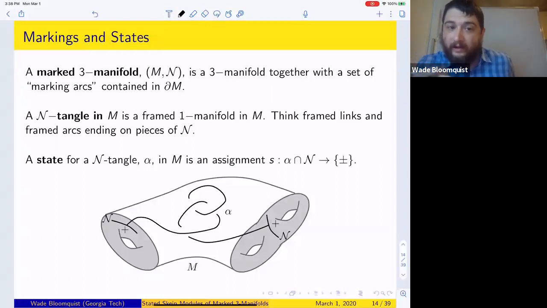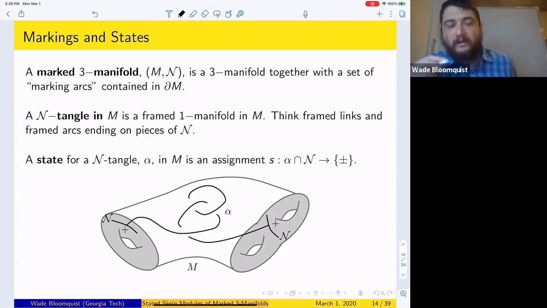And then we can call a tangle in here a framed 1 manifold. So this includes components that might just look like framed links. So the original idea of a Skein module is still very present, but we're also including these arcs. And these arcs in this 3 manifold are just going to connect between the markings on the boundary. These could come back to the same marking. They could go off to a new marking. It's just a framed 1 manifold.